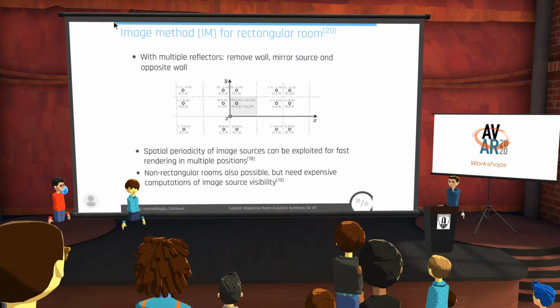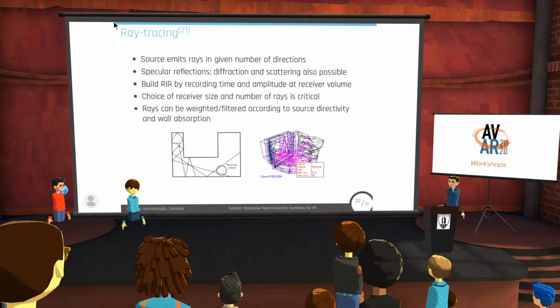Now, also in the case of non-rectangular rooms, it is possible, and Boris has proposed this, I believe, at the end of the 80s. The disadvantage in this case is that one needs to calculate visibility for each of these mirror images. And because the number of mirror images increases so fast, this is actually quite a demanding operation compared to the rectangular case. Now, another very popular geometrical acoustic model is the so-called ray tracing.